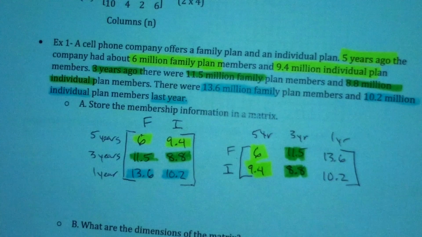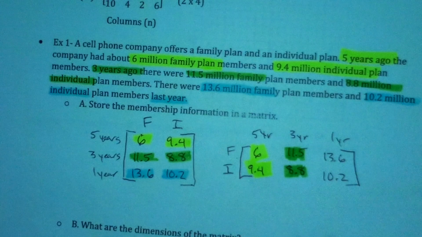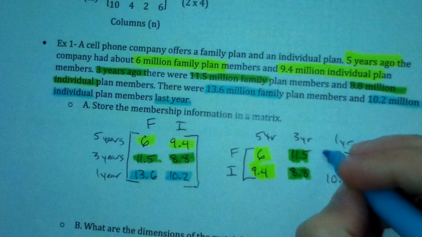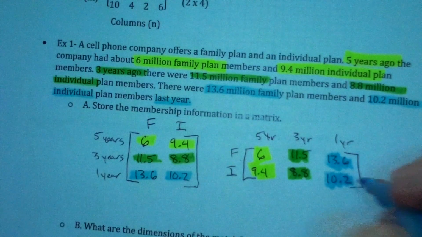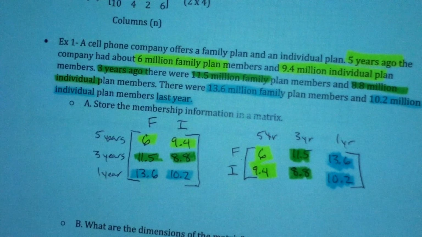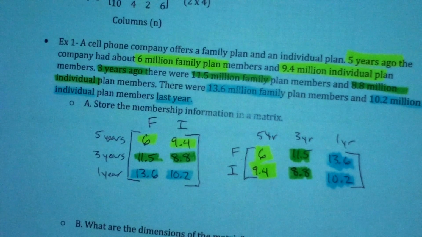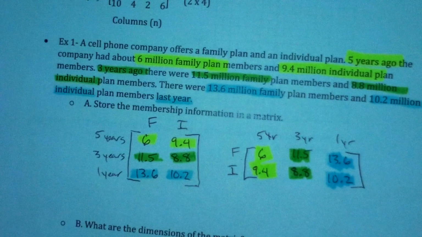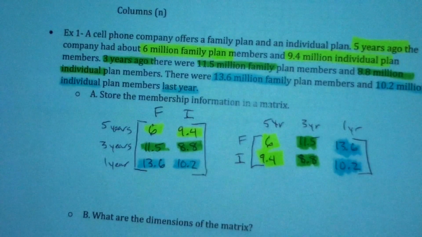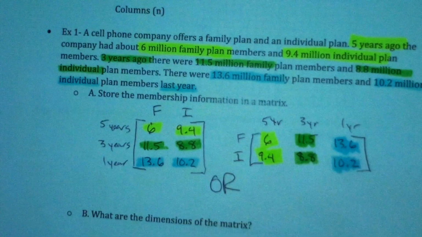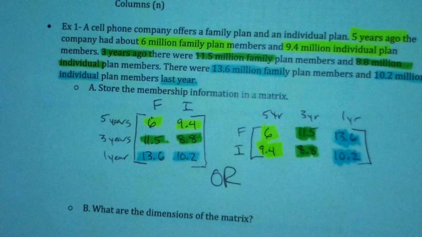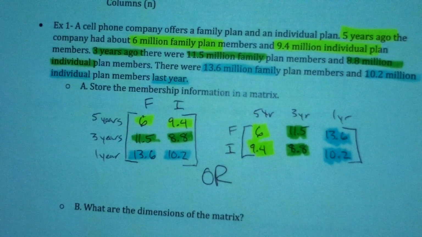Okay, and then part B of that wants us to give the dimensions. So what would the dimensions of this first one we did be? 3 by 2. So it's always your number of rows, so we've got 3 rows there by our number of columns. So that first one is a 3 by 2. And then our second one there, what's our second one? 2 by 3.